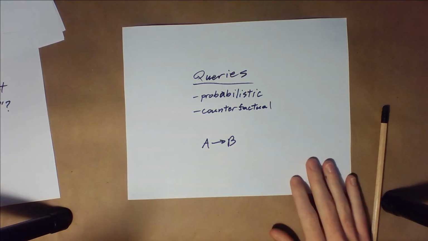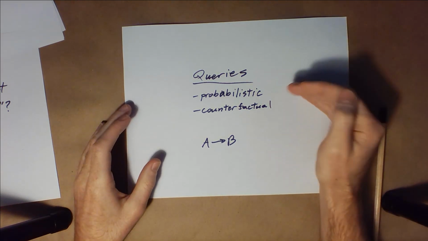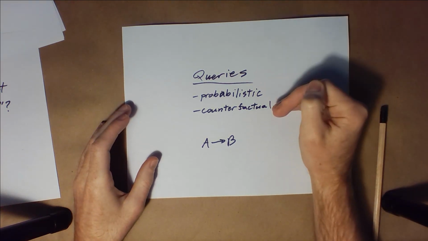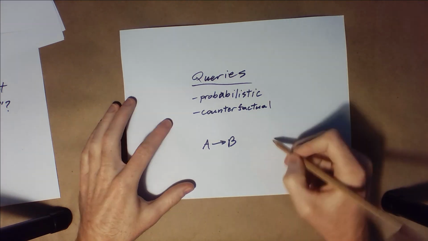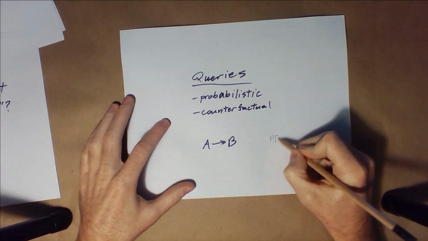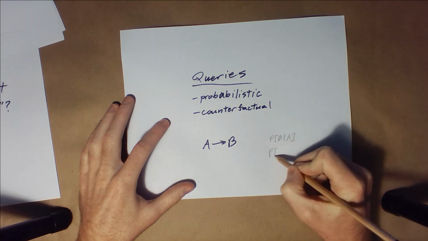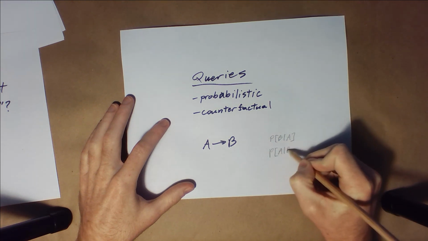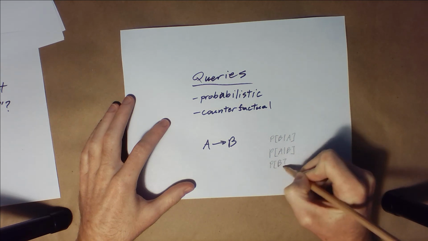So, the main idea here is it's about queries. Two main types of queries that you want to run on a causal model. First one is probabilistic, second one is counterfactual. So probabilistic queries would be something like here, what is P of B given A, or P of A given B, or just P of B, these sorts of things.